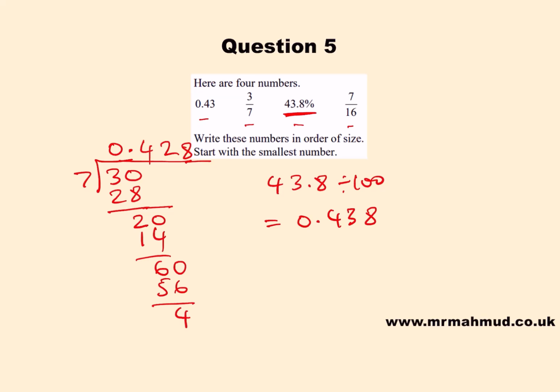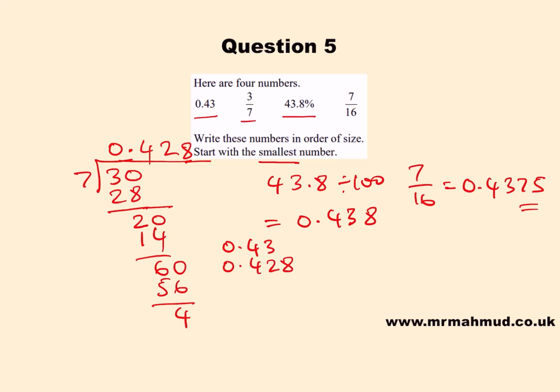So we can change that into decimal, 0.4375. So we converted everything into a decimal form, so we can go ahead and write down the order. Before we write down the order, it'd be a good idea to list them all in one place so we can compare them easily. So the first one is 0.43, which is in decimal already. 3/7 we converted to 0.428. 43.8%, which is 0.438. And 7/16 is 0.4375.